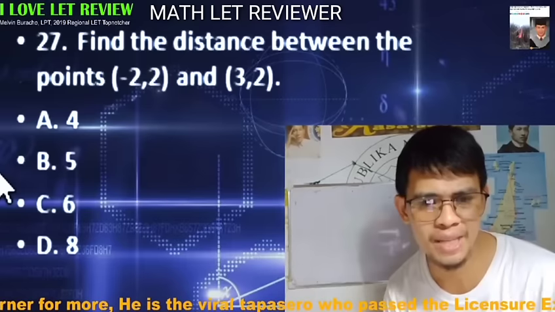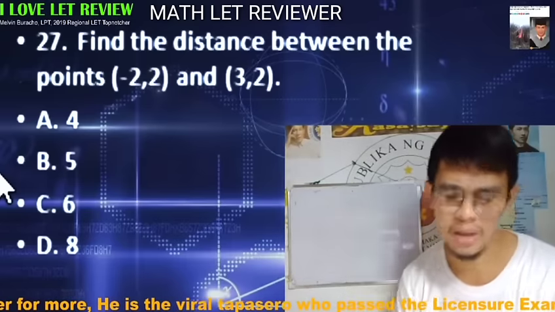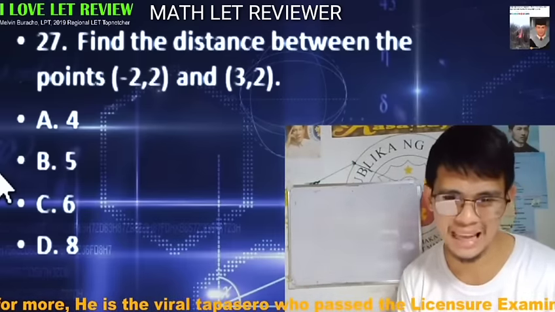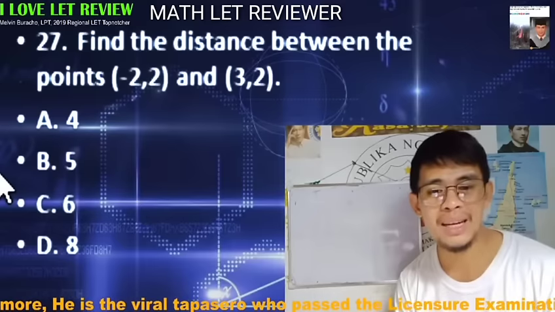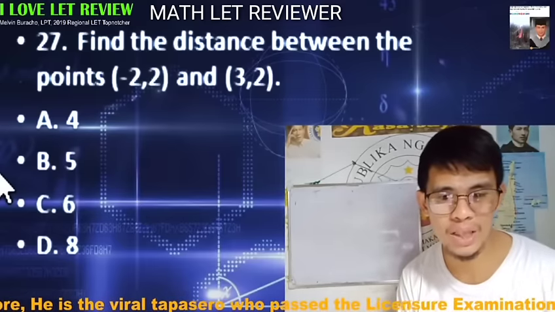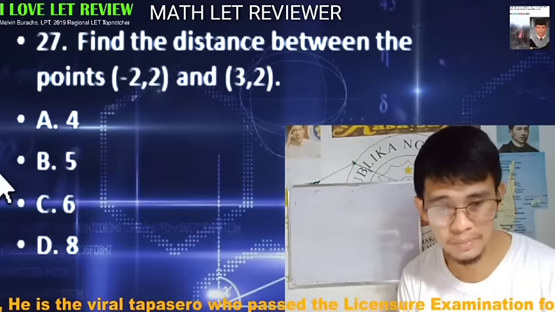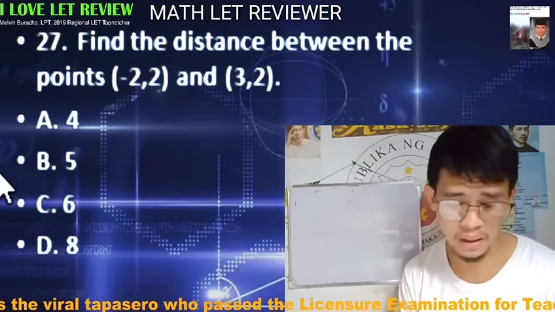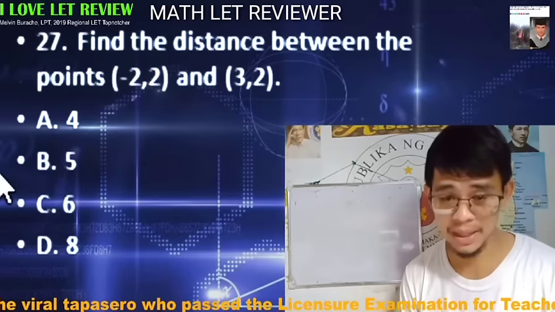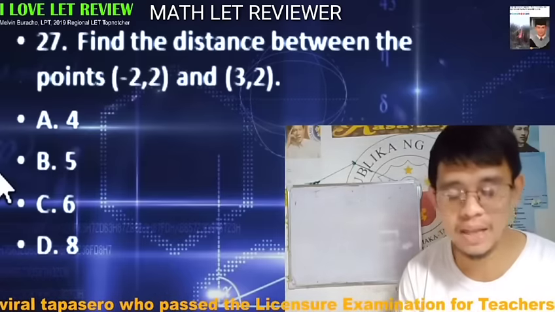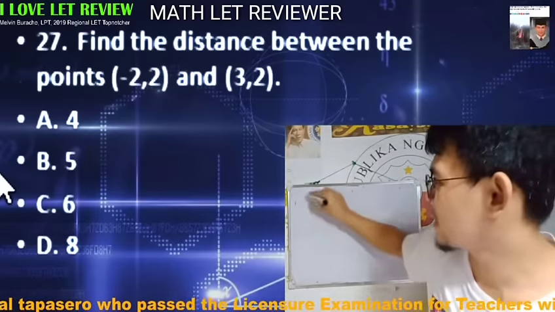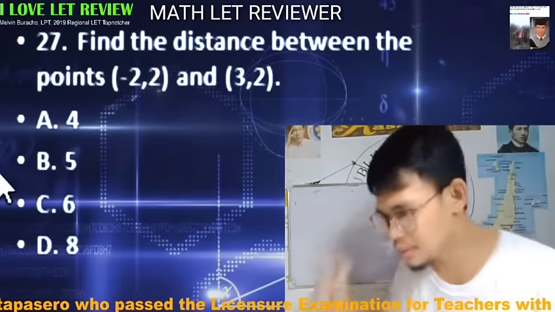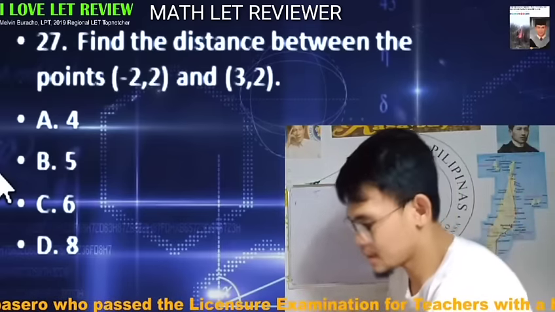Number 27. Find the distance between the points. Oh, sige. So, medyo mahirap-hirap ito dahil mataas ang formula. Find the distance between the points negative 2, 2, and 3, 2. Sige. Gamitan natin to ng formula, ha? The formula for distance is, wait. Ay, nako. Ano ba nangyari?